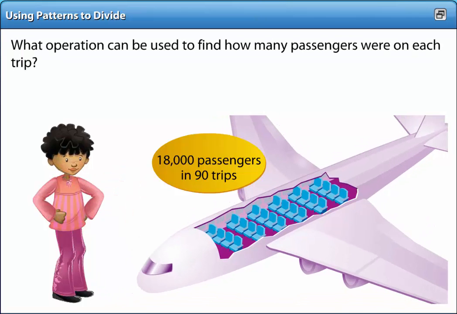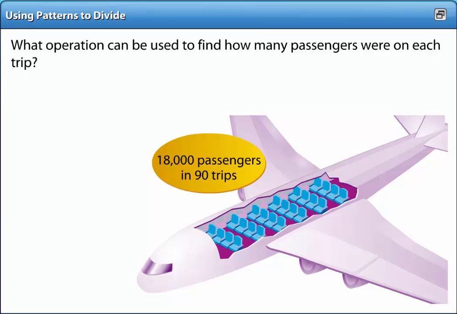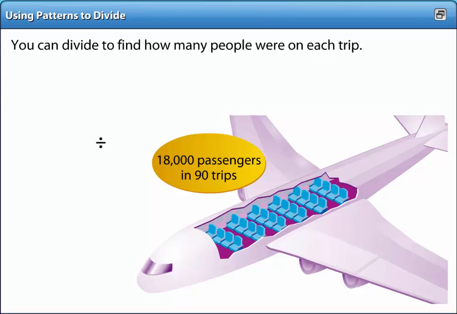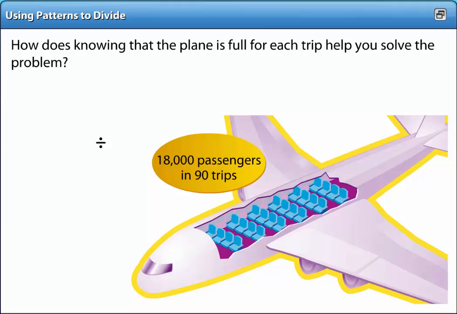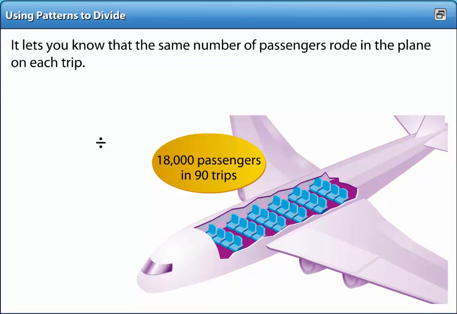What operation can be used to find how many passengers were on each trip? You can divide to find how many people were on each trip. How does knowing that the plane is full for each trip help you solve the problem? It lets you know that the same number of passengers rode in the plane on each trip.